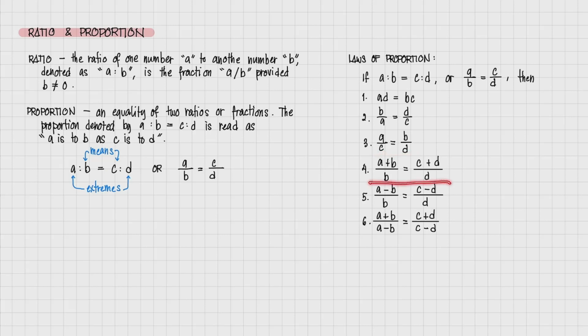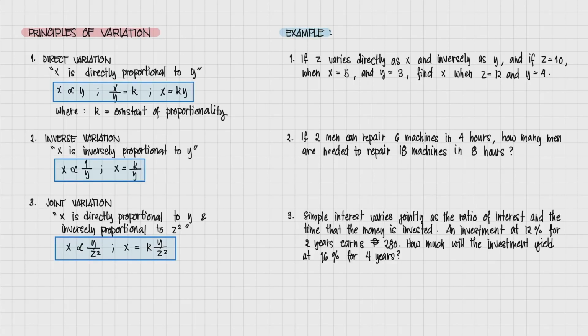And then the fourth one is A plus B all over B is equals to C plus D all over D. And then the fifth one is A minus B all over B is equals to C minus D all over D. And then lastly, you have A plus B all over A minus B is equals to C plus D all over C minus D. Okay, next, we have principles of variation.